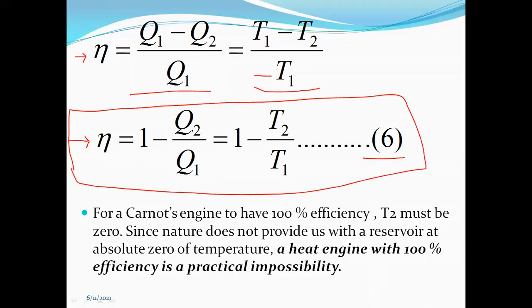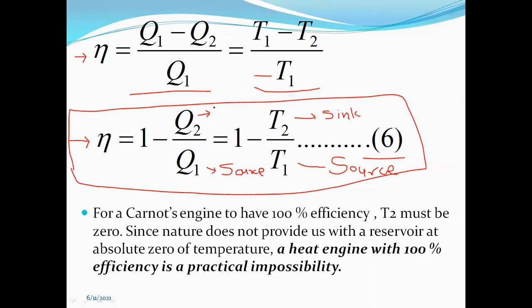So eta is equal to 1 minus Q2 upon Q1 in terms of heat energy, or eta is equal to 1 minus T2 upon T1 in terms of temperature. What is T1? T1 is the temperature of the source. And what is T2? T2 is the temperature of the sink. And Q2 is the heat energy absorbed by the sink, and Q1 is the heat energy radiated by the source.